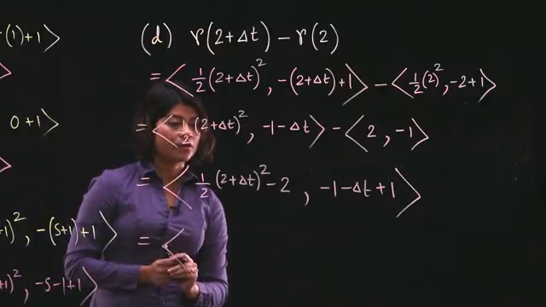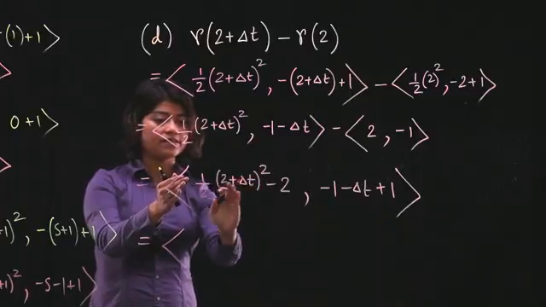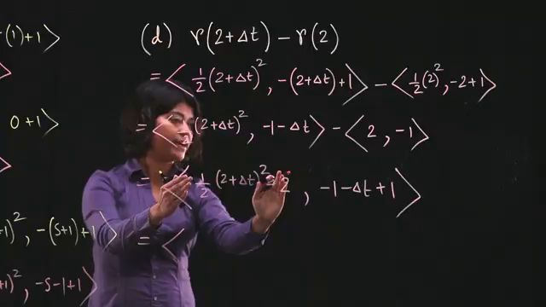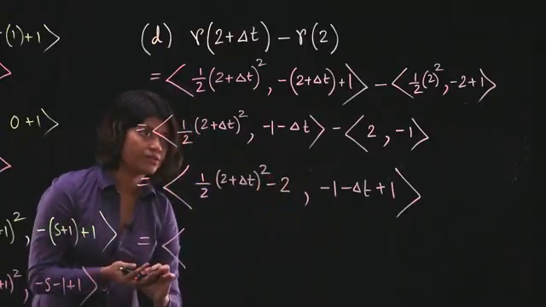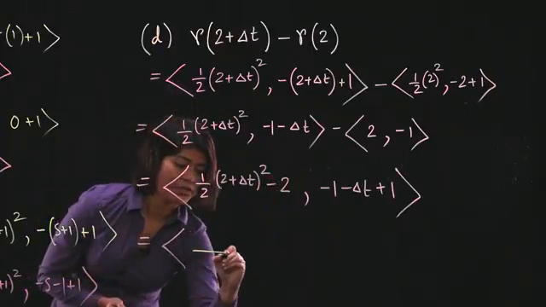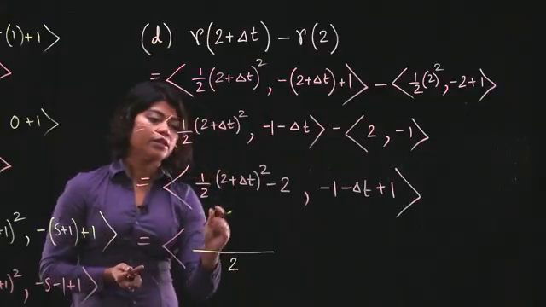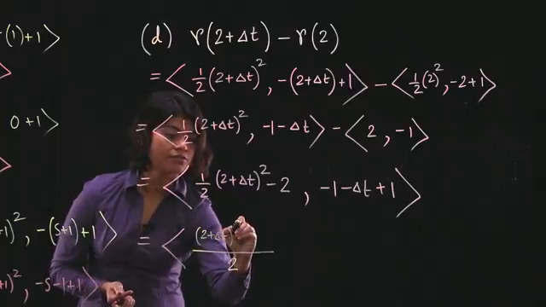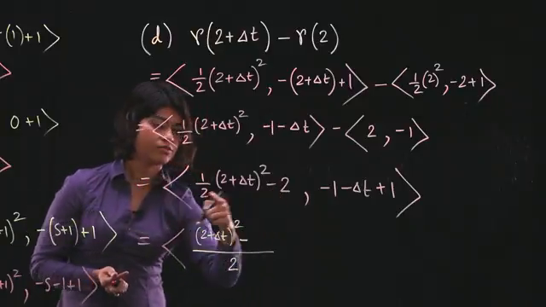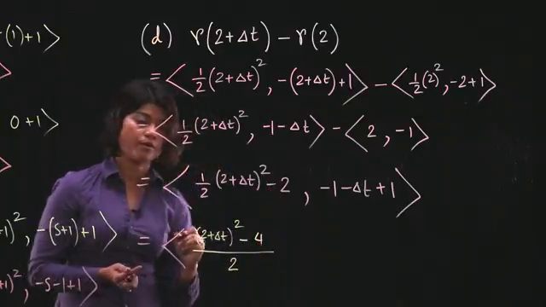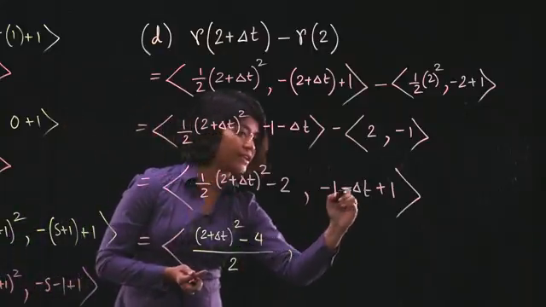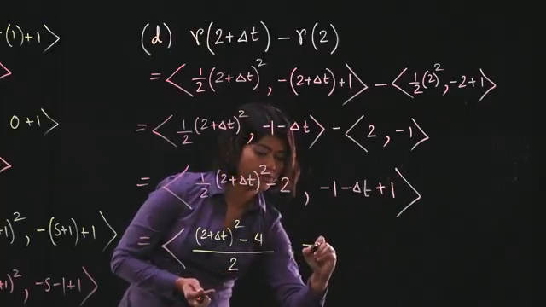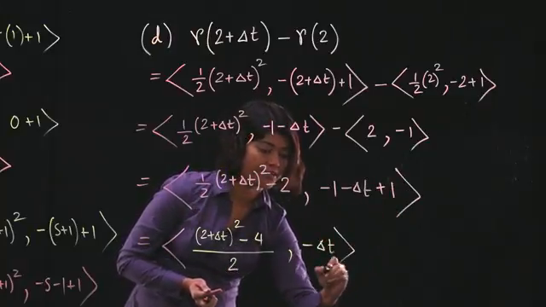Okay, we can expand this complete square and then add the two terms together to simplify this. Okay, so let's do that. Let's have a common denominator of 2. In the numerator, we will have 2 plus delta t square minus 2 times 2, 4. And for the second term, we will get rid of the negative 1 and positive 1. You will just have a negative of delta t.